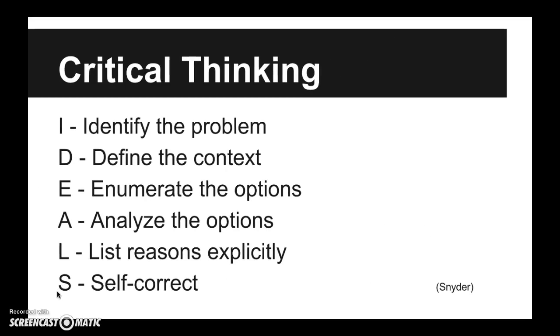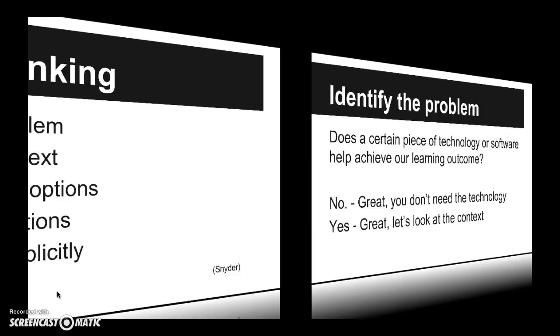Mark John Snyder, who is an adjunct professor and the CEO of a consulting firm, had these steps for critical thinking. IDEALS: identify the problem, define the context, enumerate the options, analyze the options, list reasons explicitly, and self-correct. So let's apply this to our technology question.